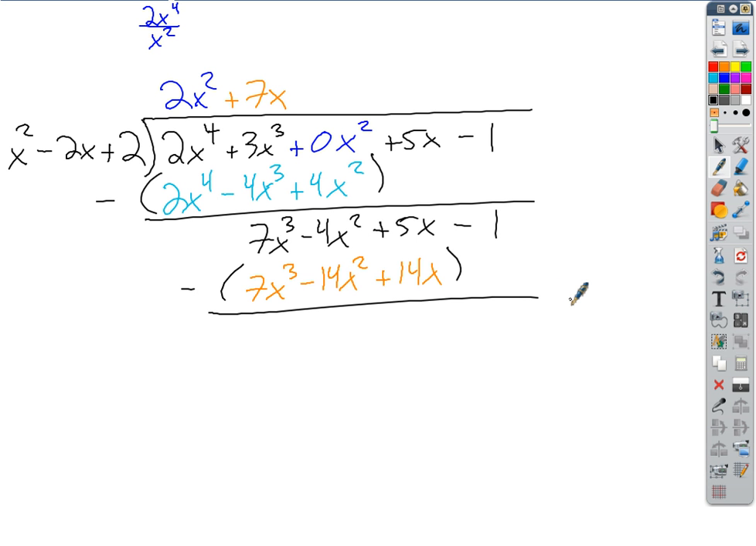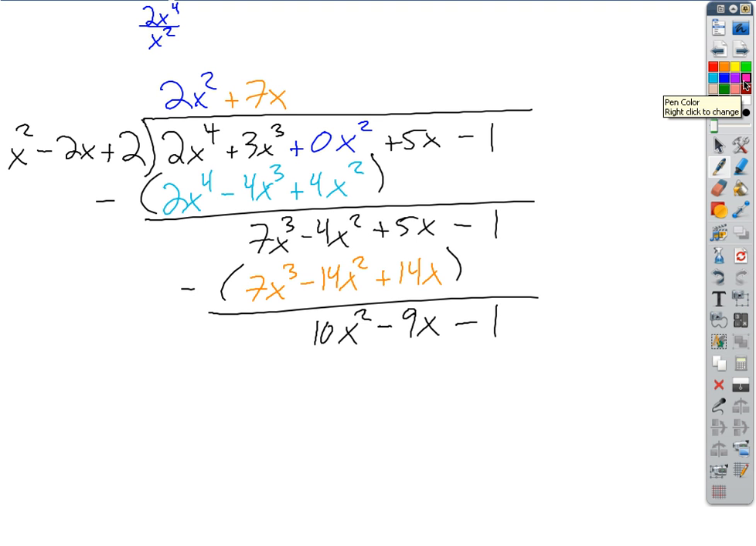Okay, first two terms cancel, right? What's negative 4x squared minus negative 14x squared? Okay, good. That's like adding 14x squared, so we end up with positive 10x squared. 5x minus 14x, negative 9x, and then I'll bring down the negative 1. Okay, and we got it down to a quadratic now. So this will be the last step, won't it?